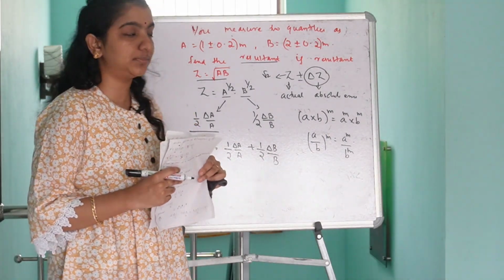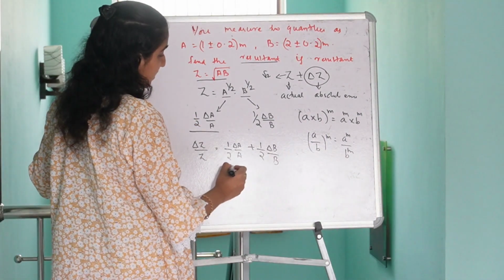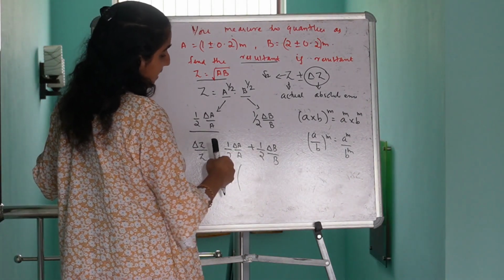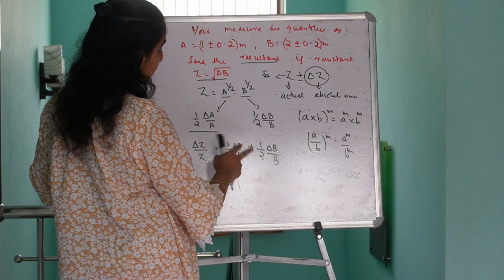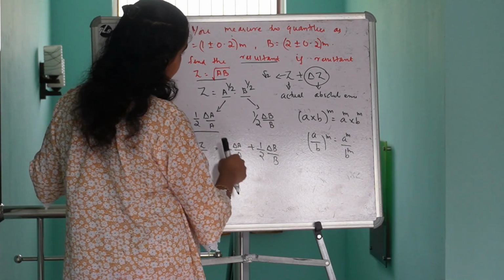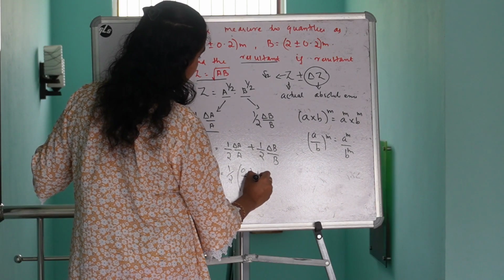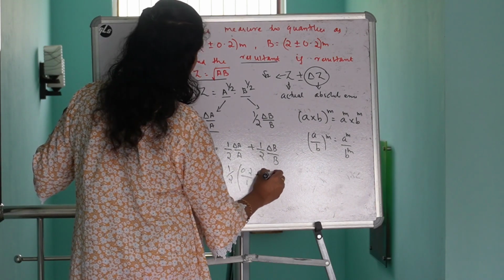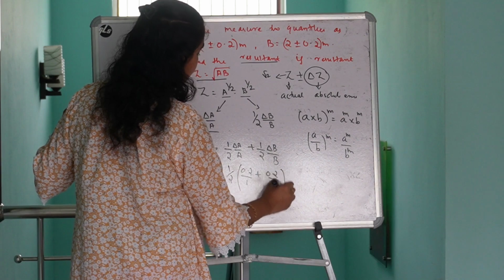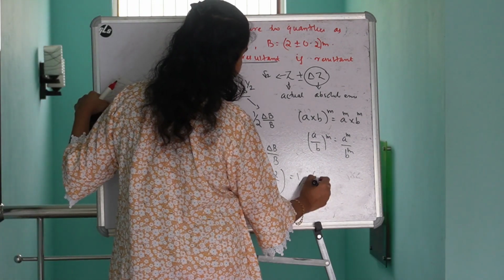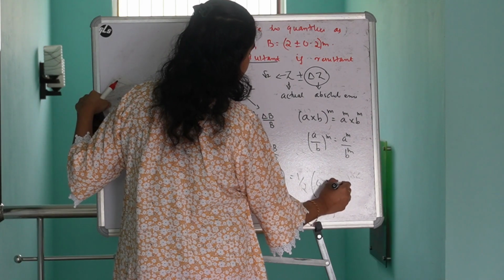Is it clear, guys, up to this? Now we can substitute the value, or otherwise we can take this half common outside. Half is there in both the terms, so we can take this half common outside. We know del A is equal to 0.2 divided by 1 plus del B is equal to again 0.2 divided by 2. Is it clear? So thus we get half into 0.2 plus 0.1.